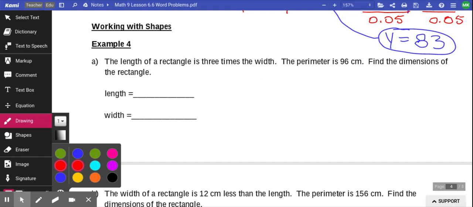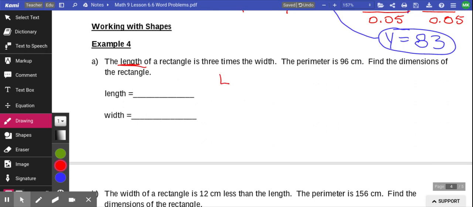Okay, solving this. We're going to do some shape questions now. So this one says the length of a rectangle is 3 times the width. The perimeter is 96. Find the dimensions of the rectangle. Again, each sentence should be creating an equation. So if I read this first sentence, it says the length of a rectangle is 3 times the width. Length is where I'm starting. So length, I'm going to say is L. Is means equals. 3 times the width would be 3W.